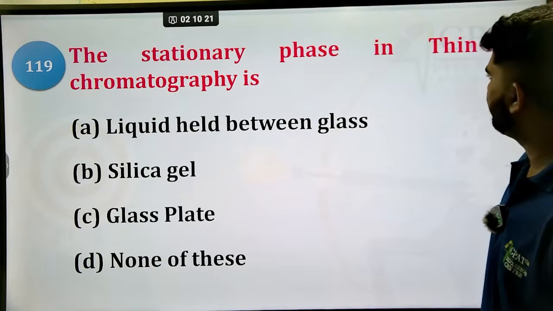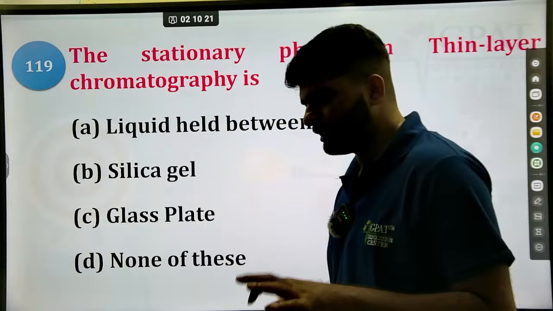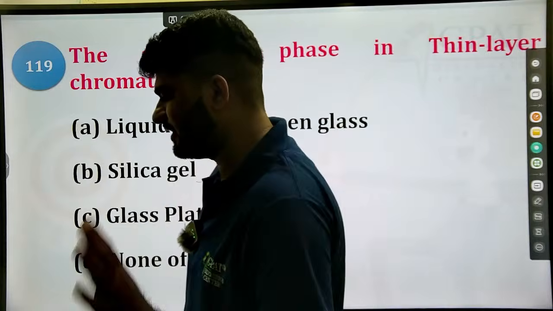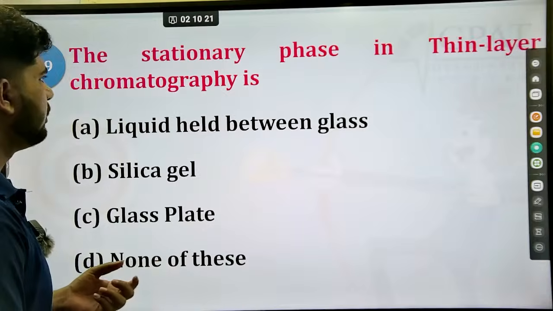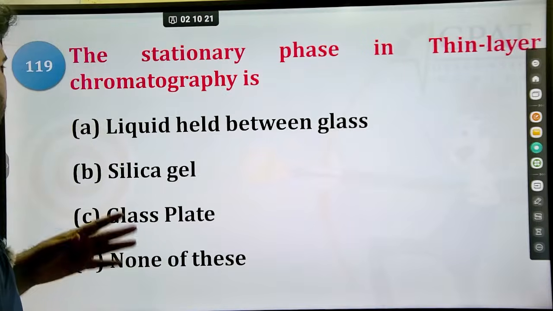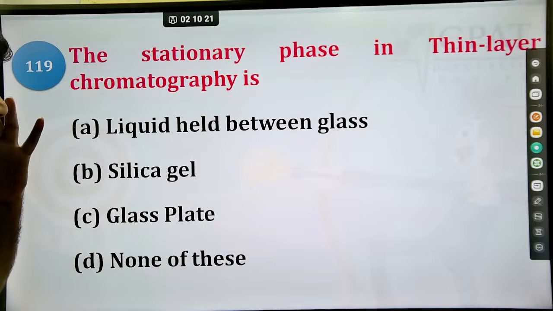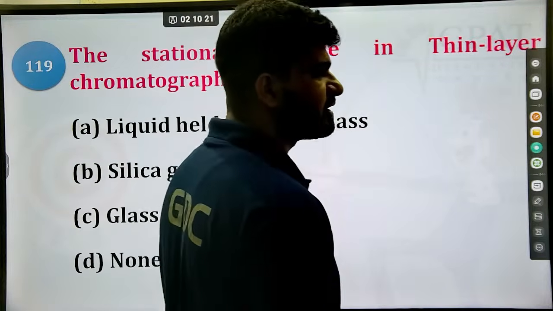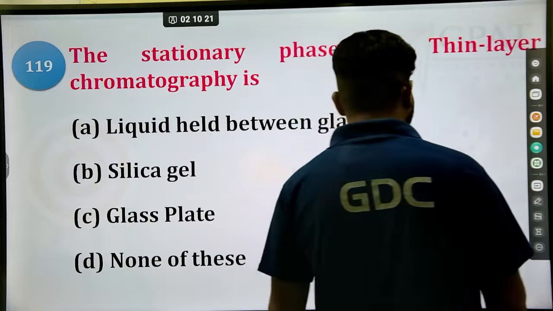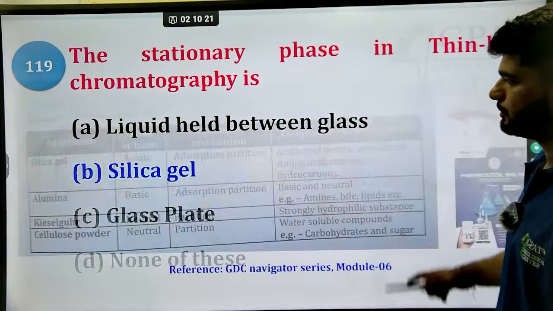Now, the stationary phase in thin layer chromatography. You know that there is a stationary phase and there is a mobile phase, right? Stationary phase in thin layer chromatography is what? Liquid between the glass, silica gel, glass plate, or none of these. Stationary phase they're asking, guys. Onto which the substance is going to bind, this is going to be attached. So that is nothing but silica gel.